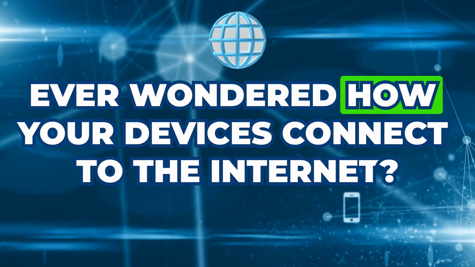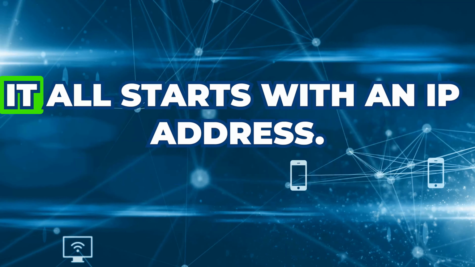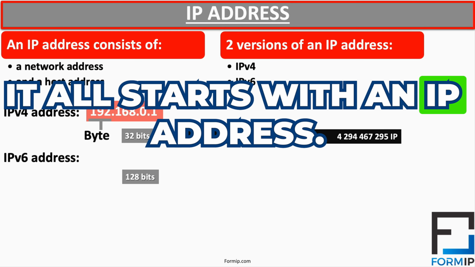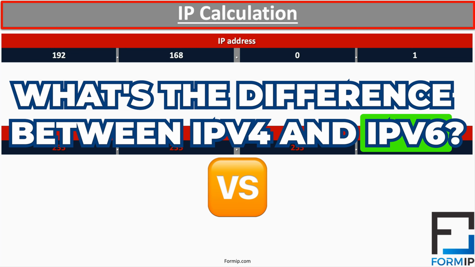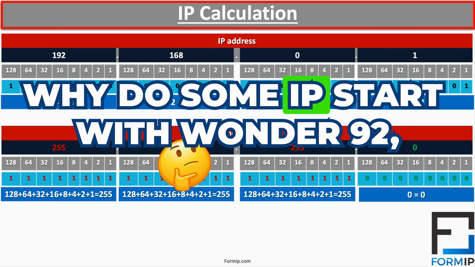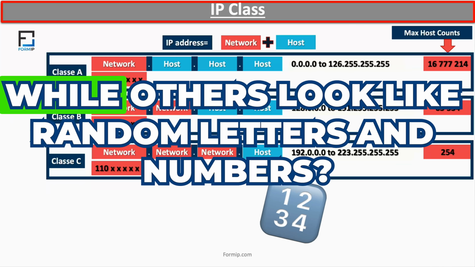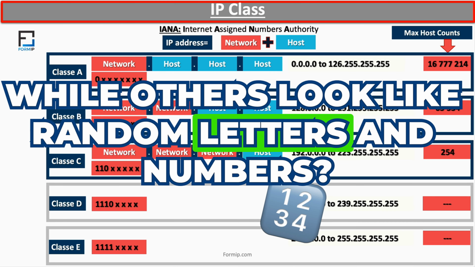Ever wondered how your devices connect to the internet? It all starts with an IP address. What's the difference between IPv4 and IPv6? Why do some IPs start with 192 while others look like random letters and numbers?